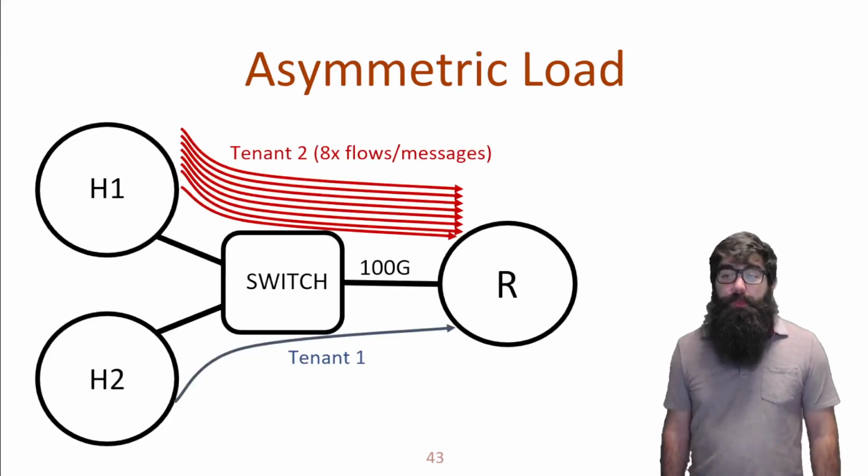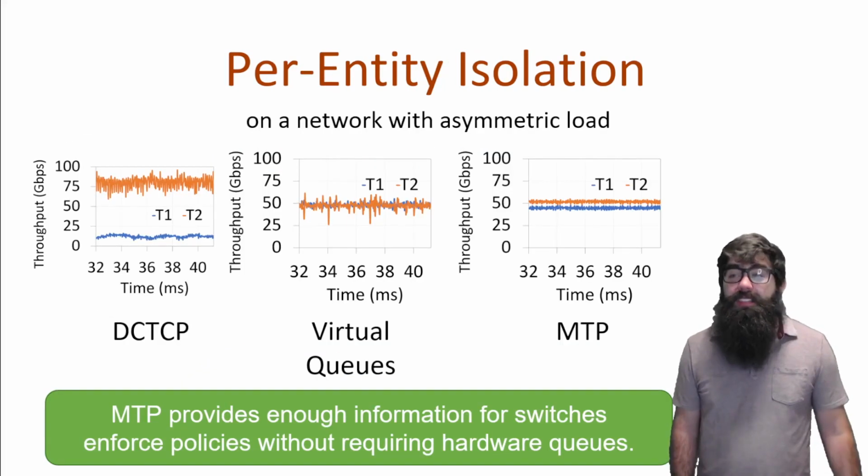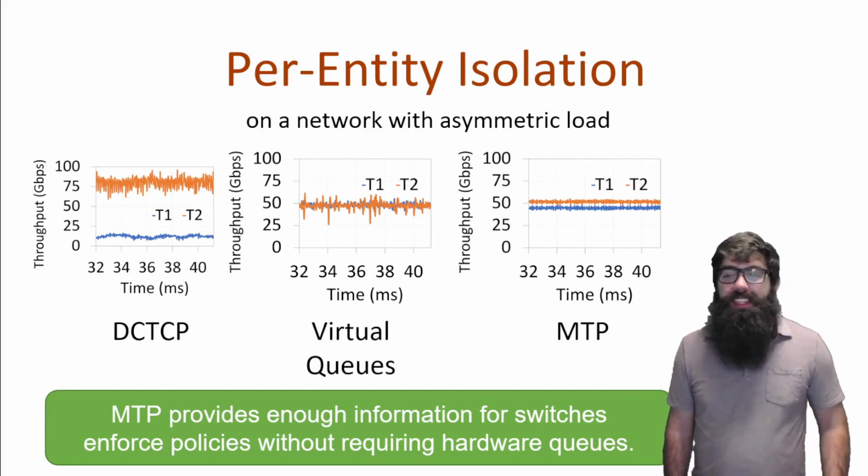In our last experiment, we consider the scenario where there's asymmetric load. Given this asymmetric load, we then considered three different approaches to network isolation. First, we can see that DC-TCP and its per-flow fairness policy does not provide per-tenant isolation in this example.